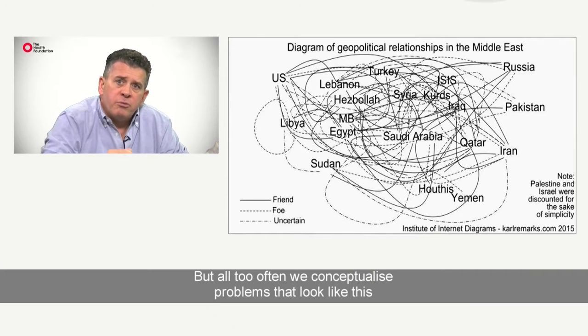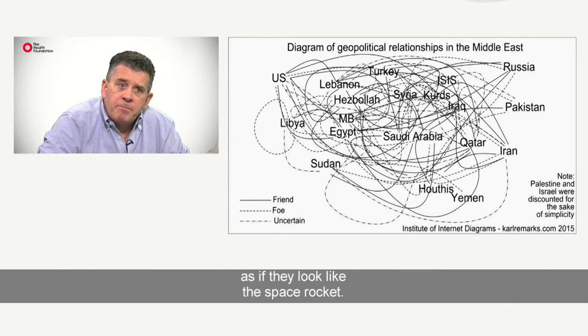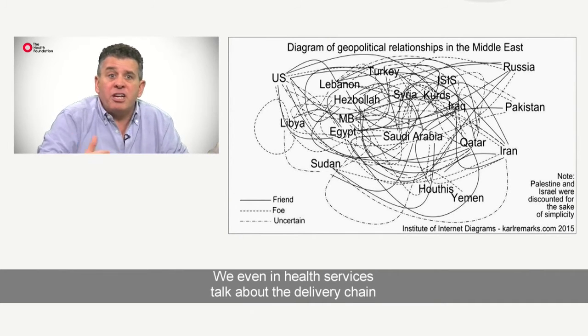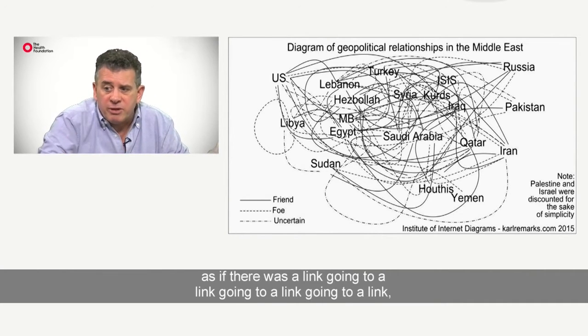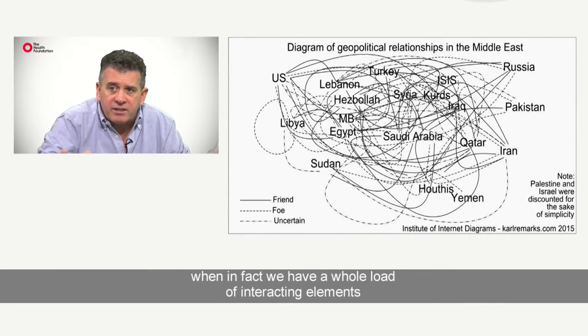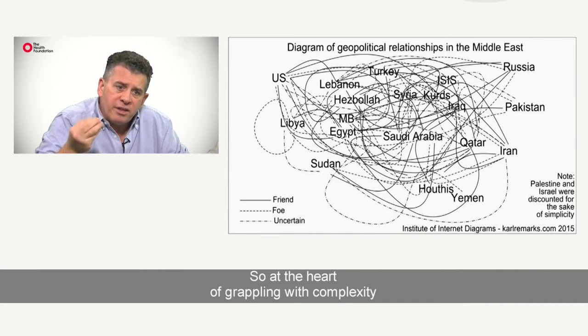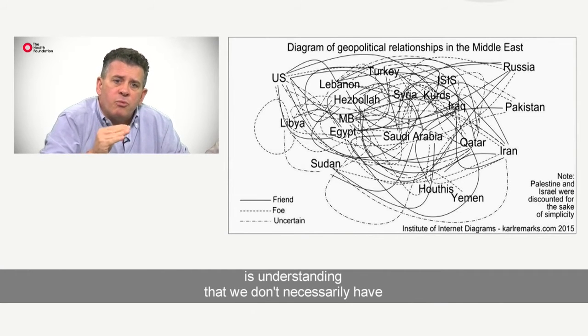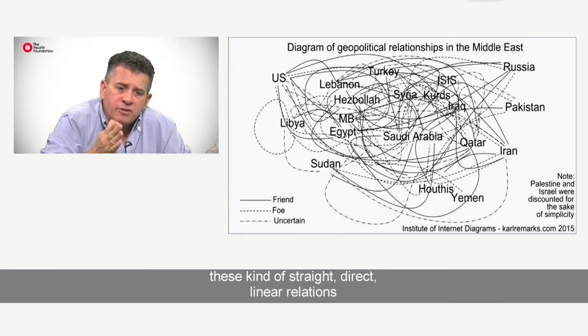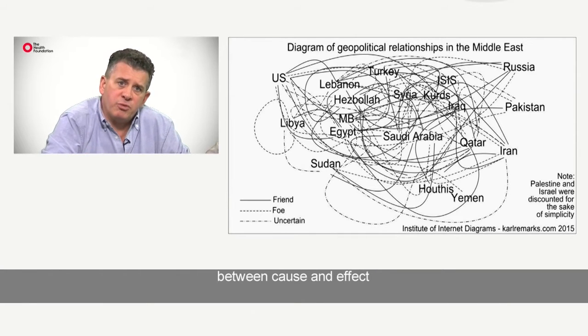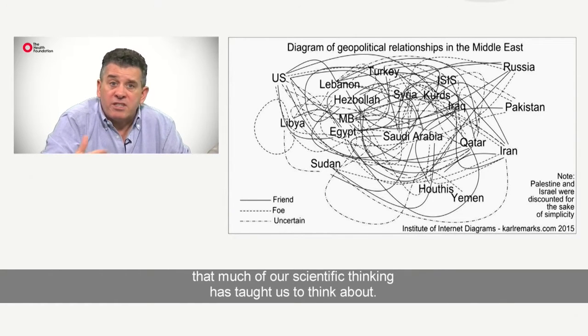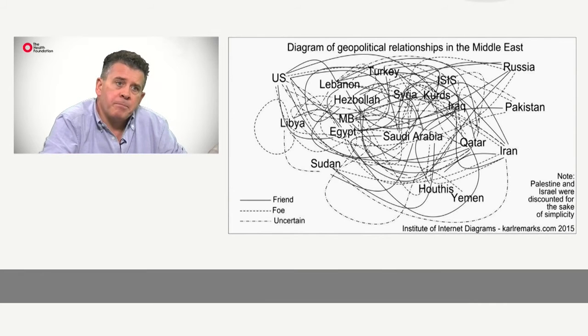But all too often, we conceptualize problems that look like this as if they look like the space rocket. We even in health services talk about the delivery chain, as if there was a link going to a link, going to a link, going to a link, when in fact we have a whole load of interacting elements that influence one another, and things change as things move. So at the heart of grappling with complexity is understanding that we don't necessarily have these kind of straight, direct, linear relations between cause and effect that much of our scientific thinking has taught us to think about.